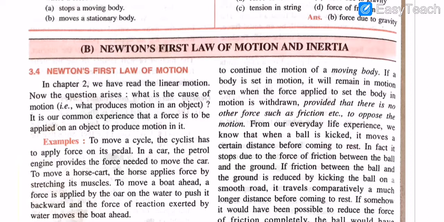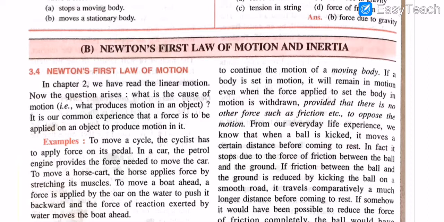What produces motion in an object? It is our common experience that a force is to be applied on an object to produce motion in it. Example, to move a cycle, the cyclist has to apply force on its pedal. So we know that for a body to move, force is something that we need to apply, be it contact or non-contact, right? And we have hundreds of examples like this.